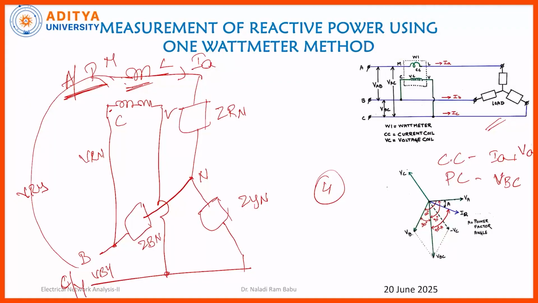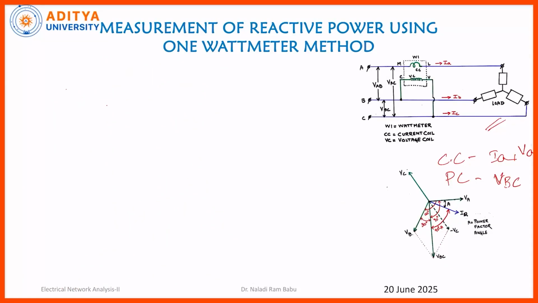So here the phasor diagram is, with the help of this phasor diagram only, we are able to attain the phase angle difference between the voltage and current. That means here the voltage is VBC and the current is IA. Now we need to establish, or calculate, the angle between VBC and IA. Okay. Let us draw the phasor diagram.